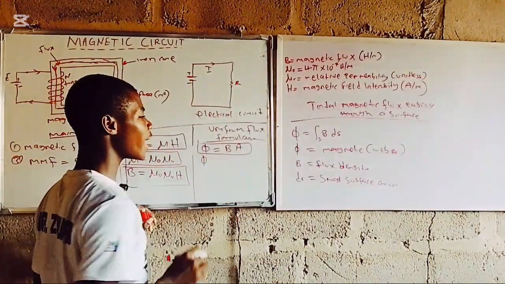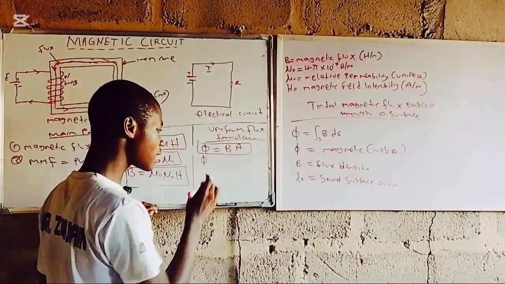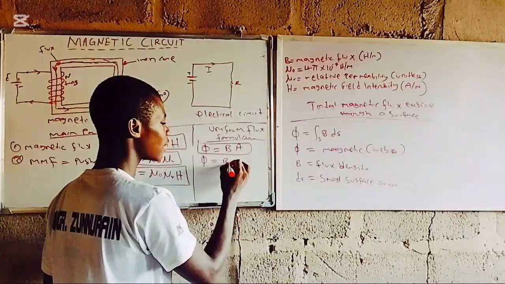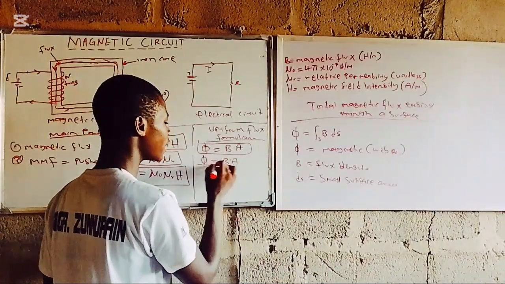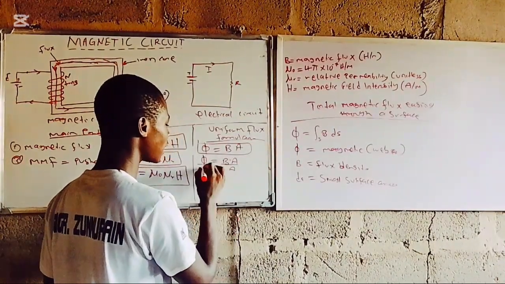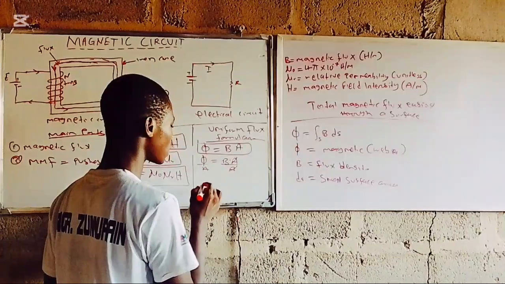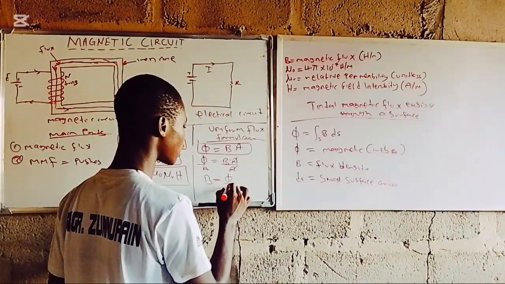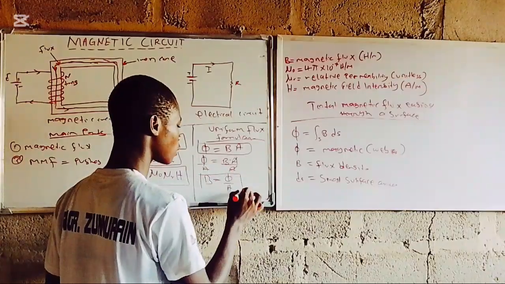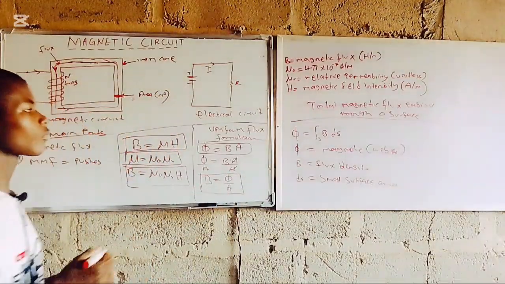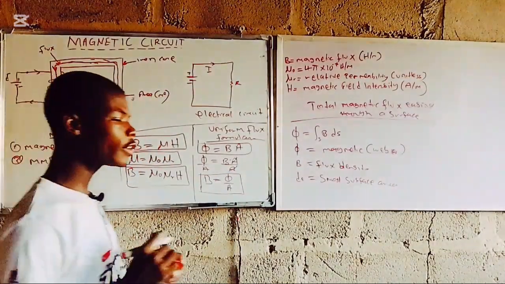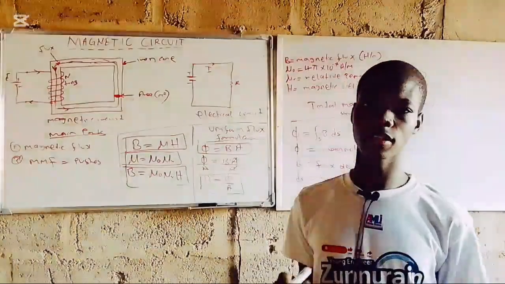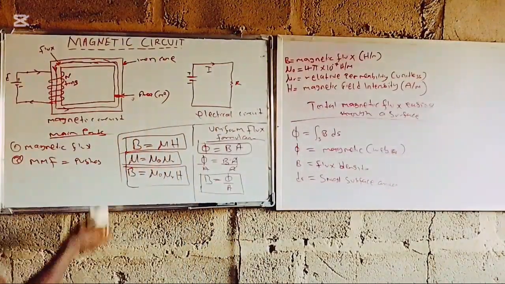So if we are to find the flux density, by dividing both sides by the area, which is A, it will cancel A, and therefore the flux density is equal to flux over area. So this is the uniform flux formula. So let me clean it.